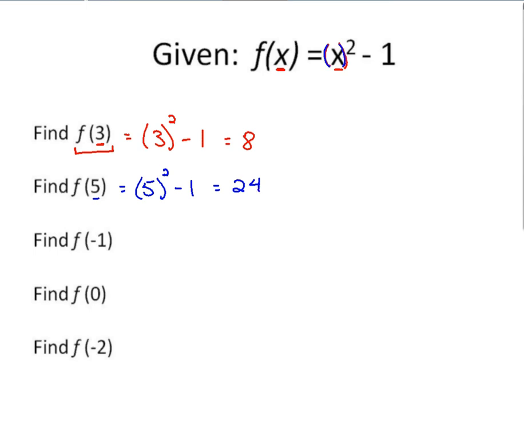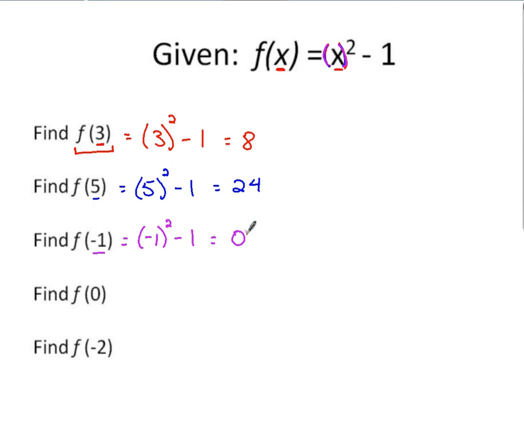Having these little grouping symbols, like the parentheses around the x, do come in handy, like I said, because of potential sign mistakes. So when we get to something like -1, we insert that in, just replacing the x inside the parentheses, which again is being squared on this one, then minus 1. -1 goes in, we square that negative, we get +1, subtract 1. The value of the function would be 0 when x is -1.